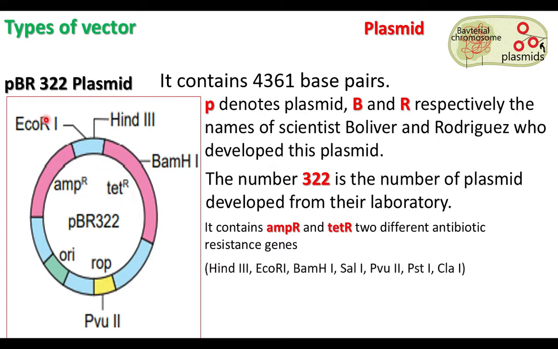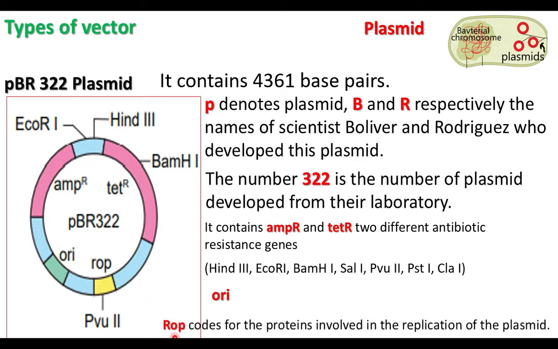And it has multiple recognition sites for many restriction enzymes, HindIII, EcoRI, etc. And it has ORI, origin of replication. It is the place from which the replication starts. And ROP is a nucleotide sequence. This sequence produces a protein. That protein controls the replication of the plasmid. So this is also important.